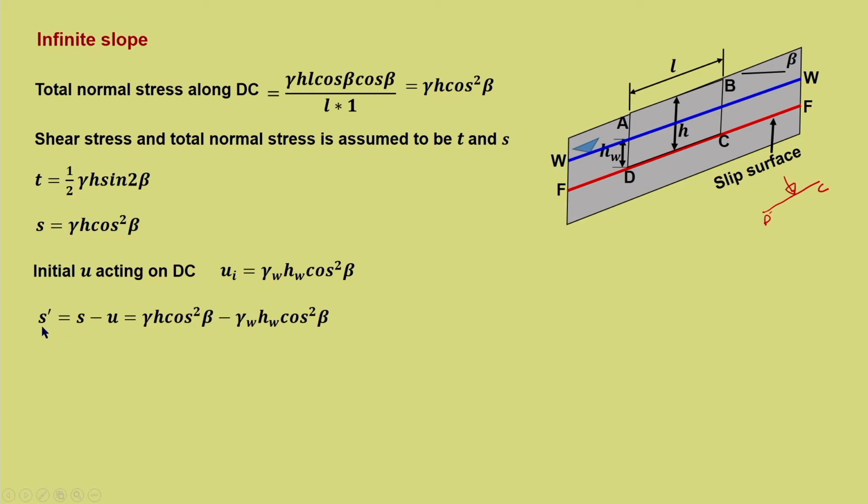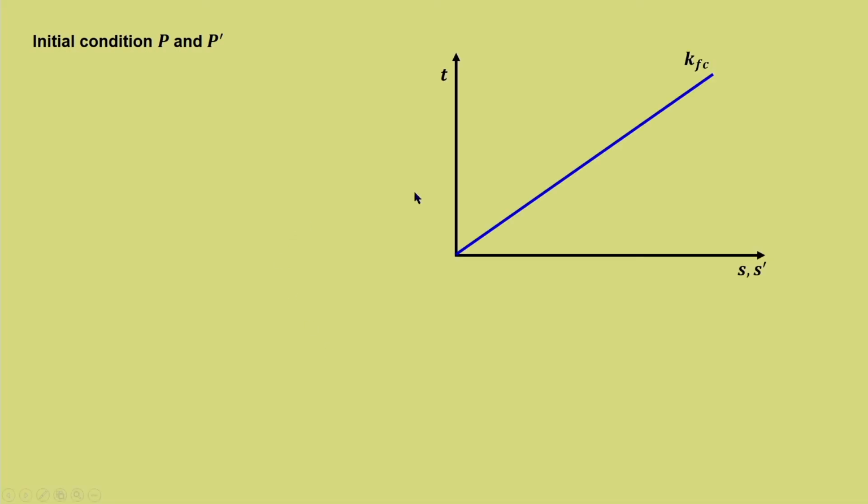For effective stress path we need S dash is equal to S minus U, that is gamma H cos square beta minus gamma W H W cos square beta. So, that gives S dash is cos square beta into gamma H minus gamma W H W. So, initial condition P dash. So, let us try to plot these conditions on T S S dash plot. So, let us say P is the initial condition and there is an initial pore water pressure of Ui. So, this difference will be Ui. So, P and P dash are separated by Ui.